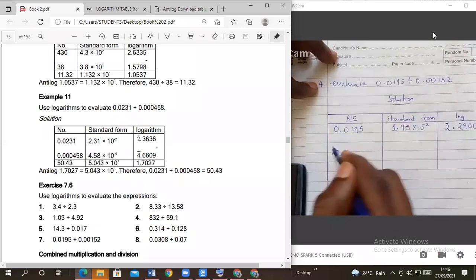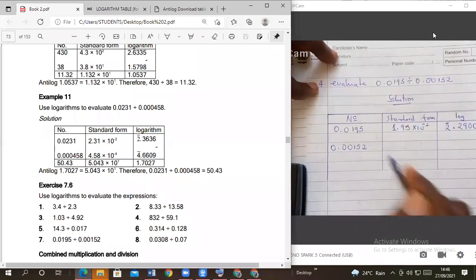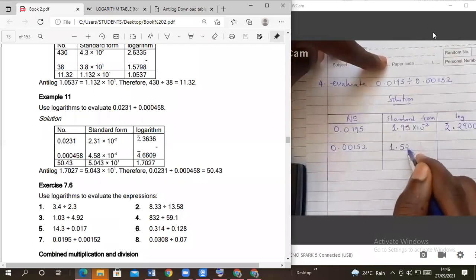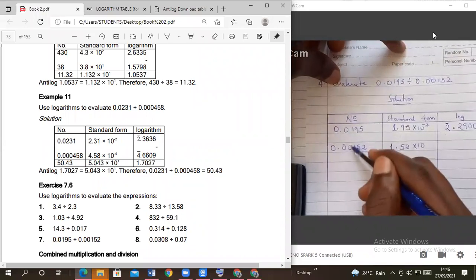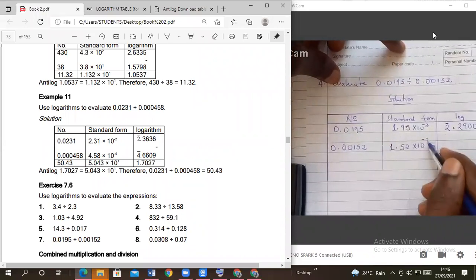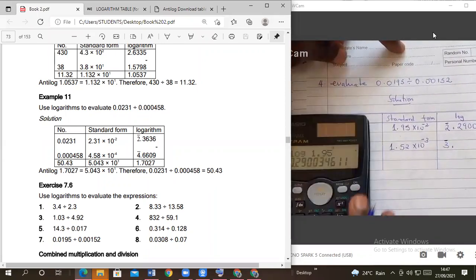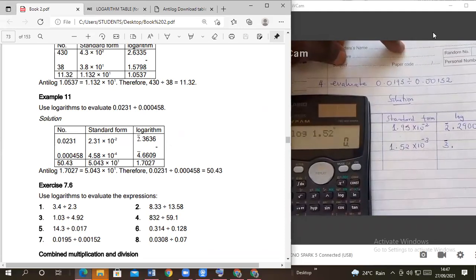So the next number is 0.00152. So I'll have 1.52 times 10 to the power, what's the power? 1, 2, 3. Negative 3. So it becomes 3 bar point. What is the log? Log of 1.52 is what?